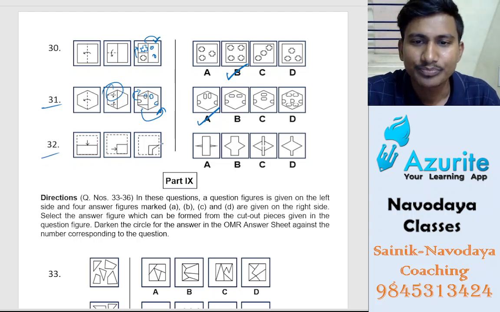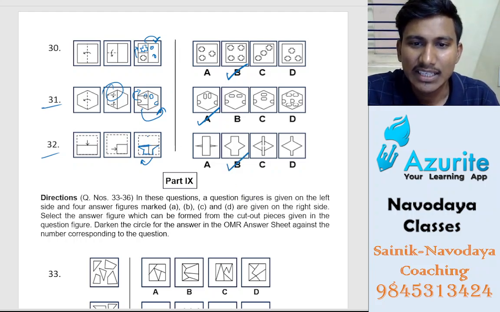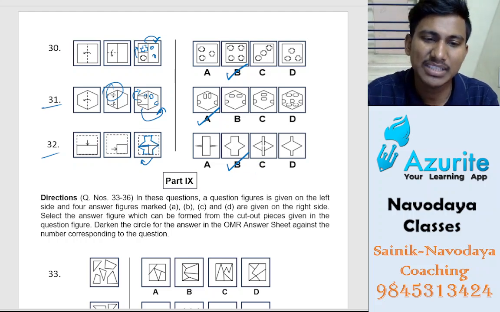Now 32, so this is there, right? If you open it this side, what will come? It will come like this. Okay, so in which figure is it there? That is option B, it is there. Okay, so then same way here also it will come like this. Okay, yes, so option B is the answer here.